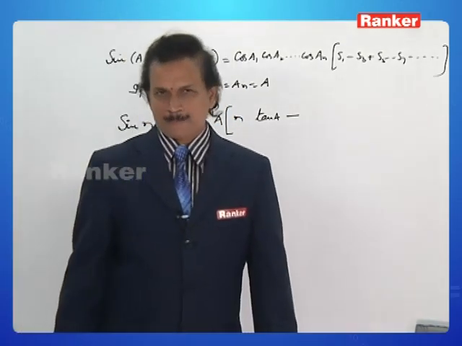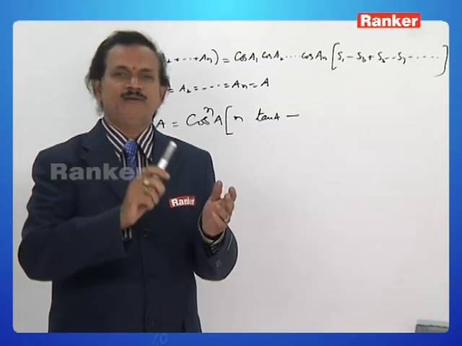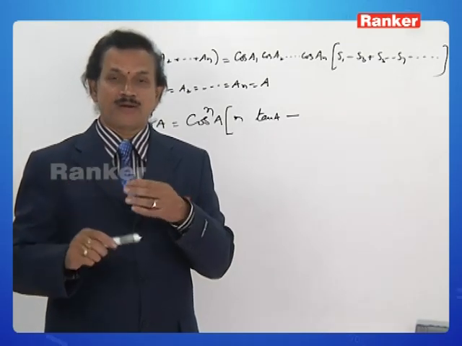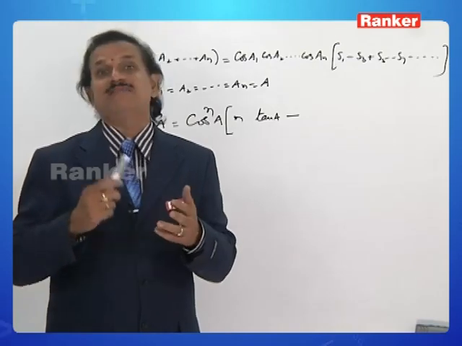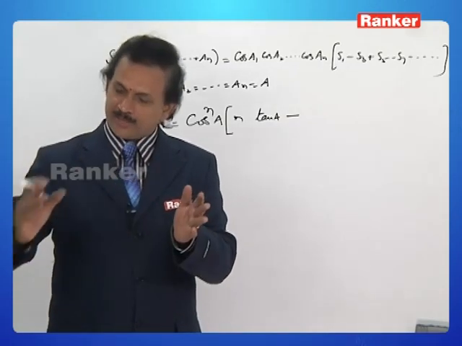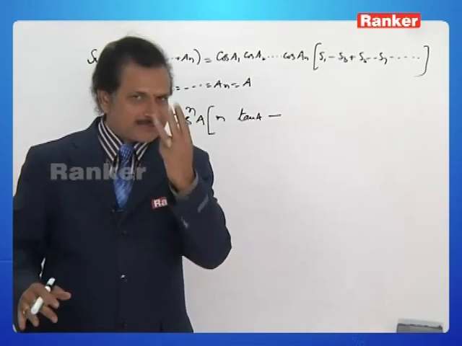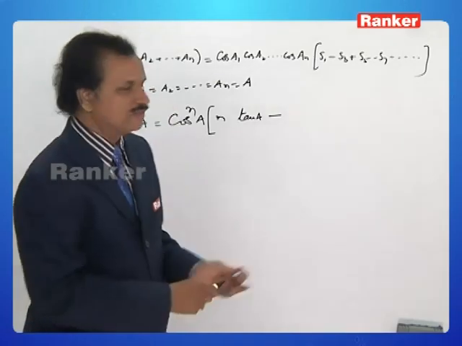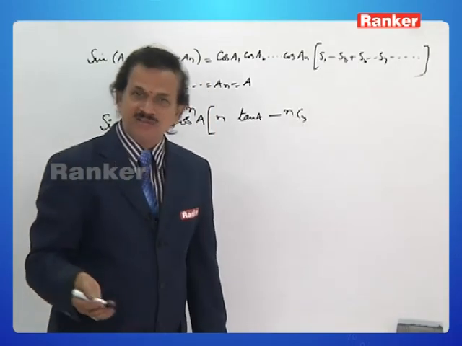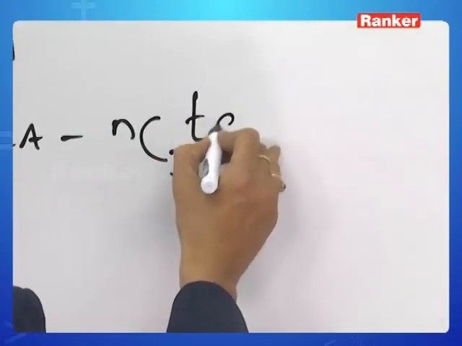What is S3 actually? Tan A1 into tan A2 into tan A3 plus tan A1 into tan A2 into tan A4 plus, like that, sum of the products of tangents of the angles taken 3 at a time. How many such things are there? Tan A1, tan A2, tan A3, etc. tan AN. You are supposed to take 3 at a time. Out of n, you can take 3 in NC3 ways. So you have NC3 products. But you see, every angle is A itself. Tan A, tan A, tan A. What is tan A, tan A, tan A? Tan cube A. NC3 into tan cube A.